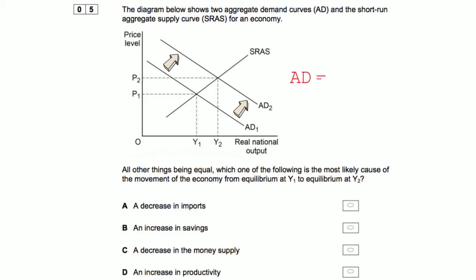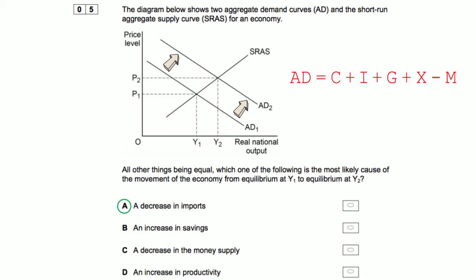Aggregate demand has the formula C plus I plus G plus X minus M. So we're looking for an increase in any of the positive terms or a decrease in the negative term. Option A is a decrease in imports, and imports have a negative effect on aggregate demand. Therefore, if there was to be a decrease in imports, aggregate demand would shift outwards from AD1 to AD2, and this would result in the movement from y1 to y2. So the answer for this question is A.